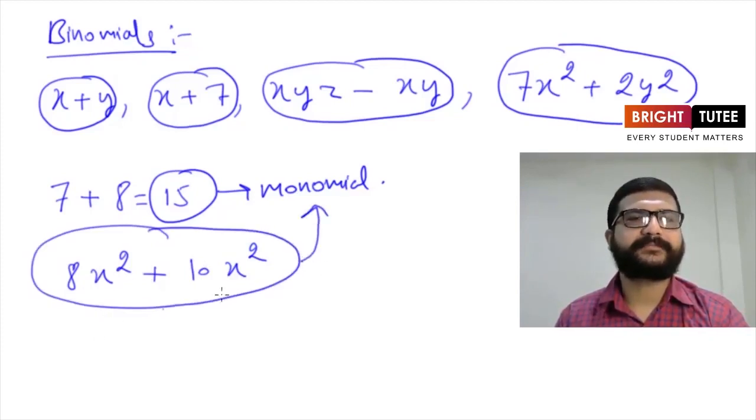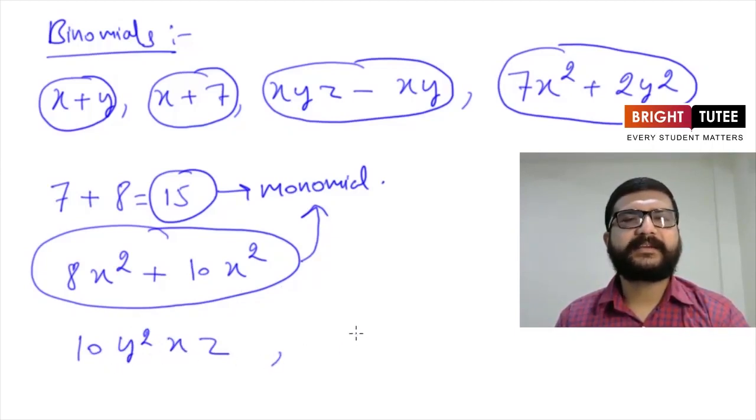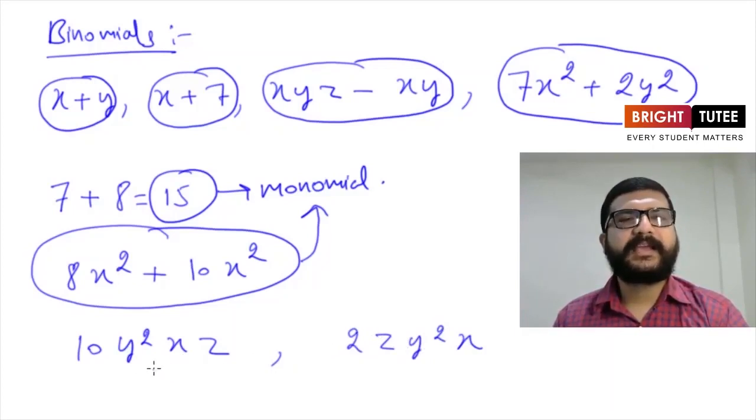It is not binomial. Now suppose we are having 10y square zx or 10y square xz, and the second term is 2zy square x. Now what do you think about these 2 terms? Here algebraic factors are y, x, z, and here also it will be y, x, z. So basically, we just have to check the variable factors. Variable factors are x, y and z, and here also x, y and z.